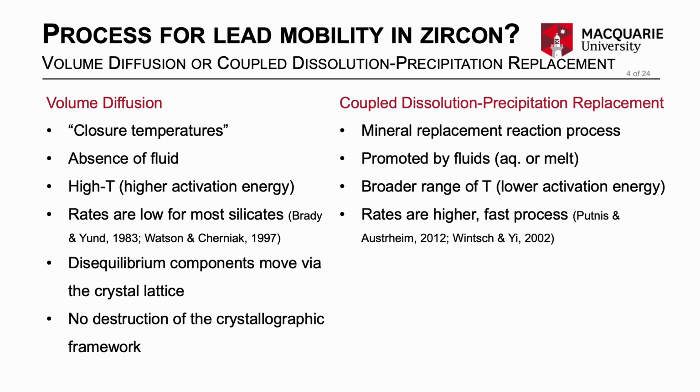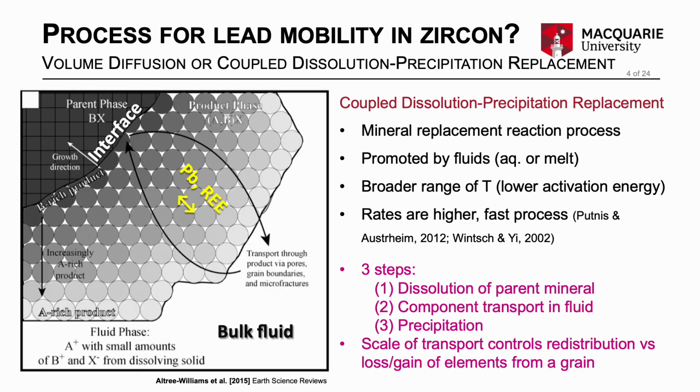In contrast, for the mineral replacement reaction process CDP, the fluid lowers activation energies, and CDP is very fast. And it involves the 3 steps of dissolving, transporting over variable scales, and then precipitation. In the case of zircon replacement, the scales of transport of trace elements such as radiogenic lead are important in whether the age of the replaced domain of zircon is reset or experiences variable lead loss.